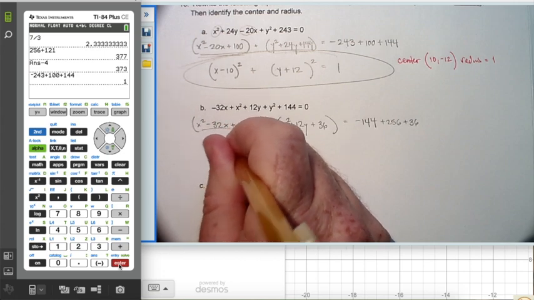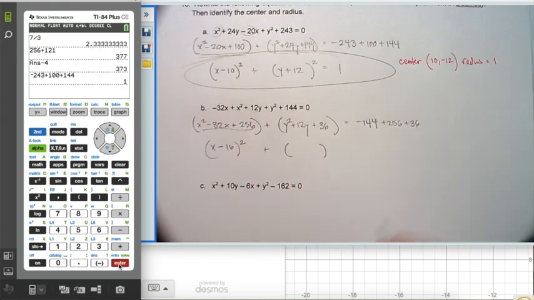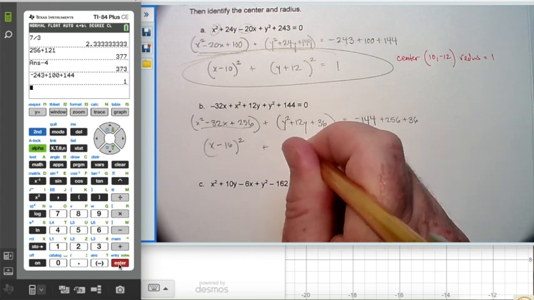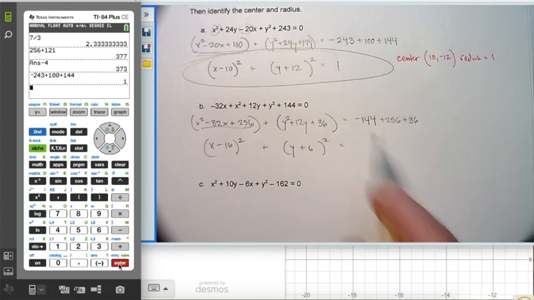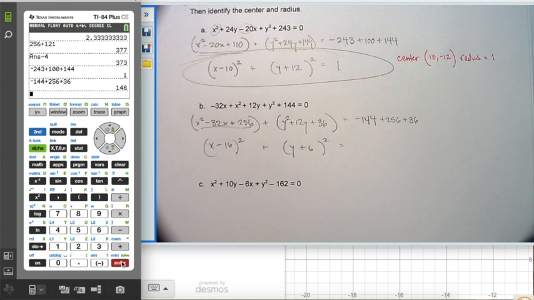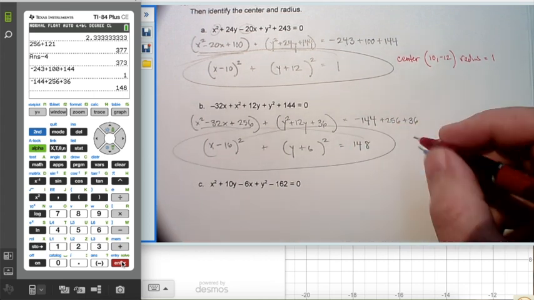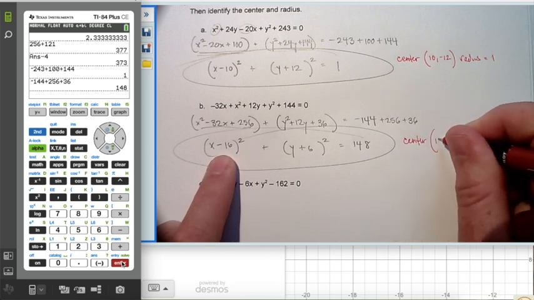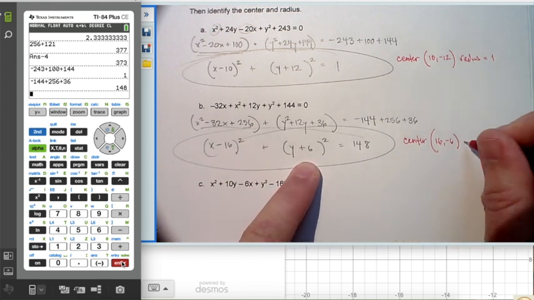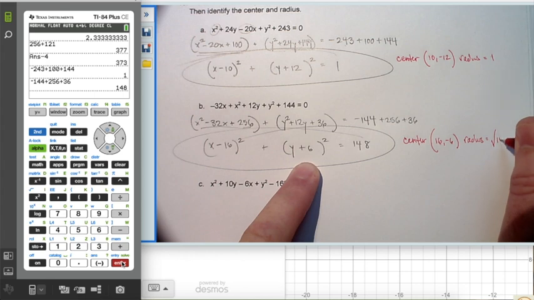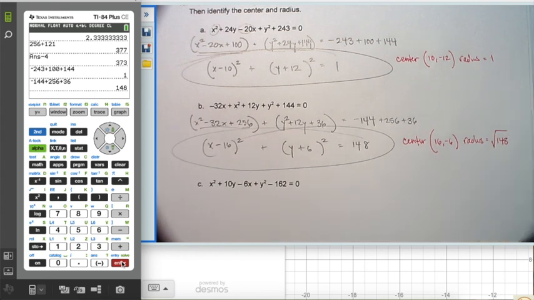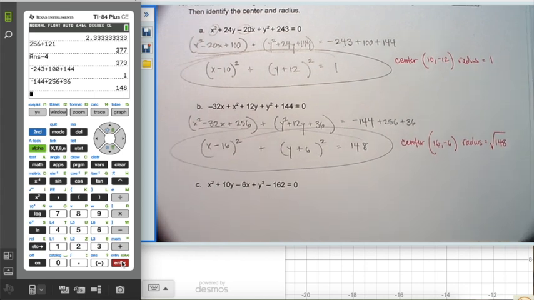We have designed the left set of parentheses to factor to x minus 16 squared. We've designed that second set of parentheses to factor cleanly to y plus 6 squared. And then whatever negative 144, 256, and 36 are added together, 148 is the other side of the equation, which tells me that my center needs to be at 16, comma, negative 6, and the radius would just be whatever the square root of 148 is.